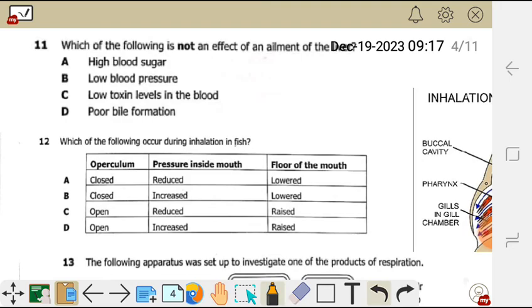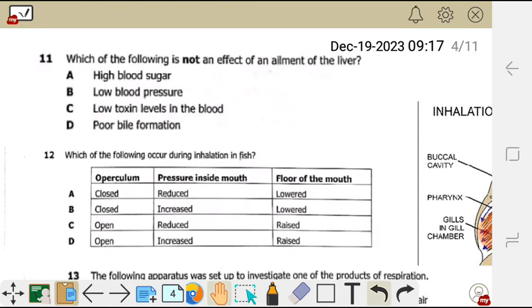Question 11. Which of the following is not an effect of an ailment of the liver? Okay, so which of the following is not an effect of an ailment of the liver? A, high blood sugar, B, low blood pressure, C, low toxin levels in the blood, and D, poor bowel formation. So an ailment, a disease which can result as an effect of the liver.